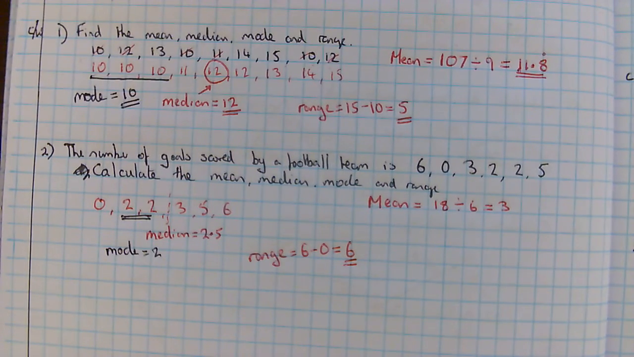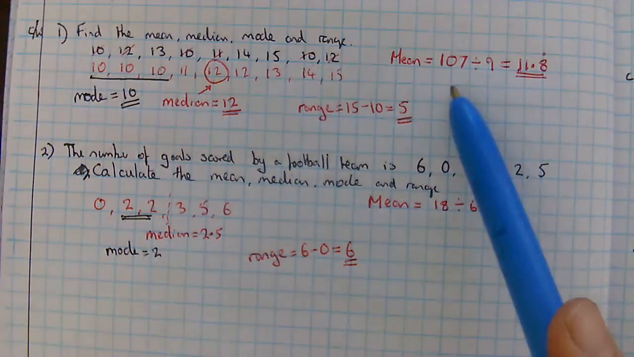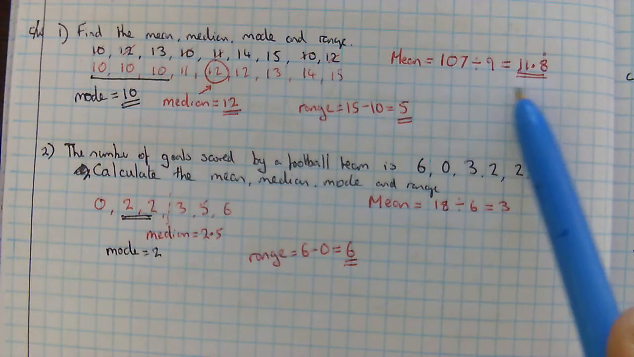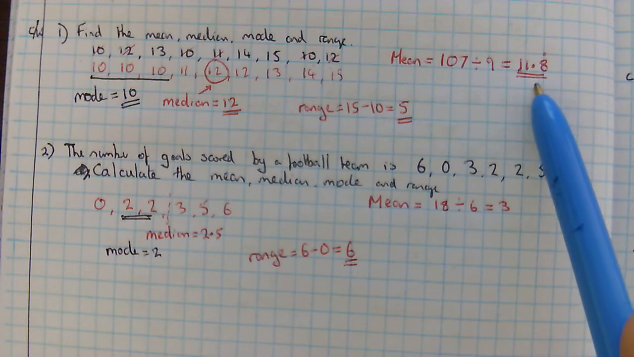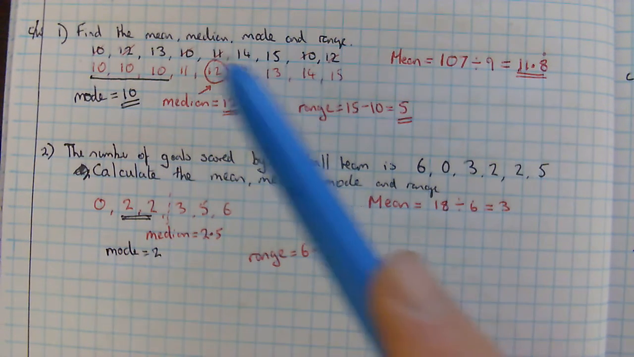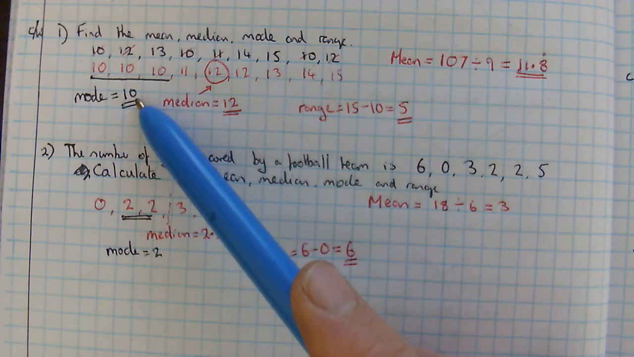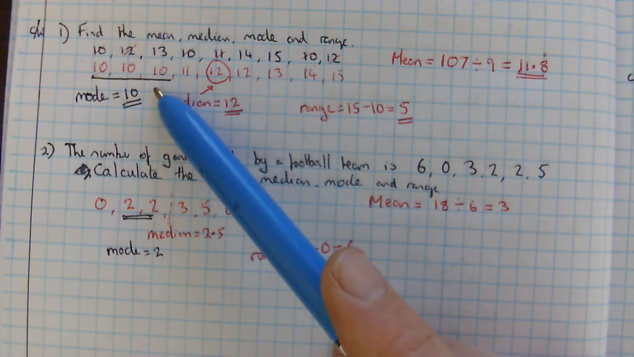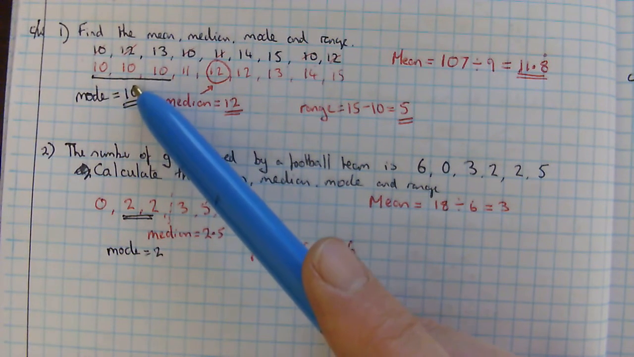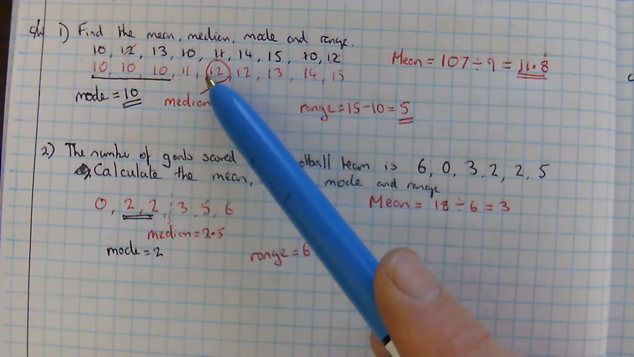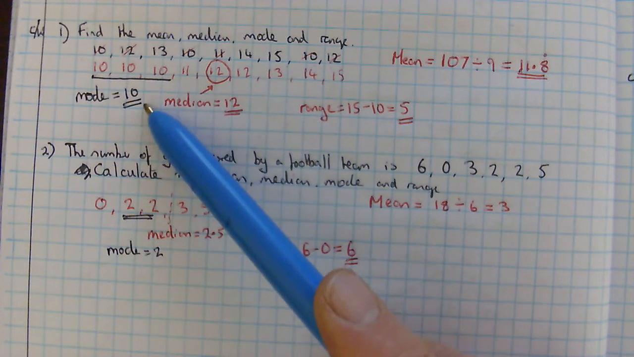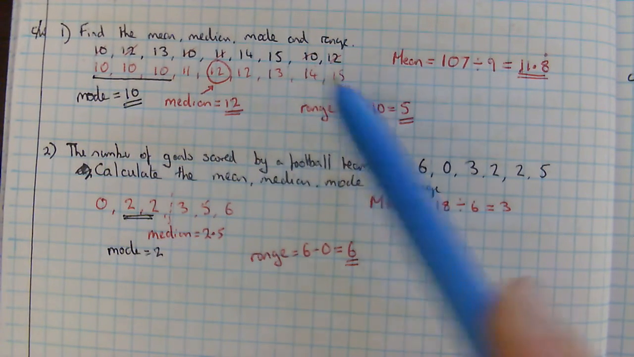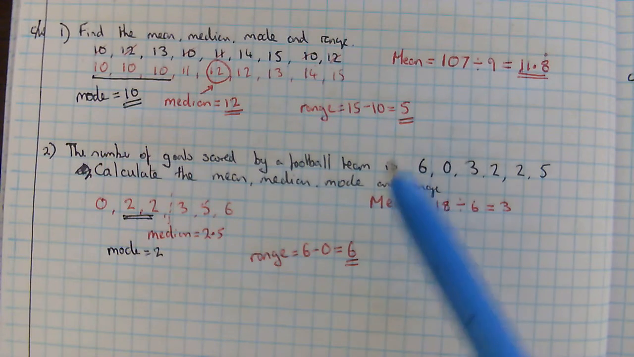Okay, so here are the solutions for you. For the first question, when you added them together, you got 107. There are 9 data items, so 107 divided by 9 gave you 11.8 recurring. That would be likely to appear on a calculator paper. The number 10 appeared 3 times, so it appeared the most, so the mode is 10. You can have several modes if the same number appears the same number of times. So if 10 appeared 3 times and 11 appeared 3 times, the mode would be both 10 and 11, but here the mode is just 10. The middle number when they're in order is 12. And the range, the biggest take away the smallest, 15 take away 10 gave us 5.